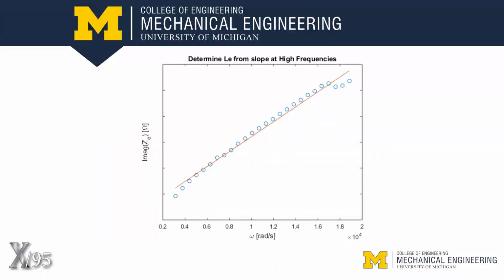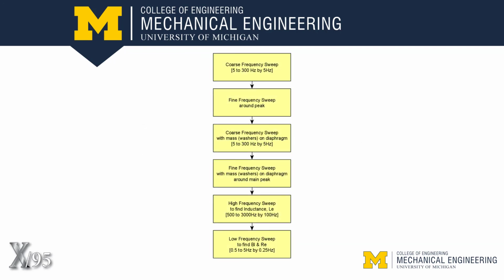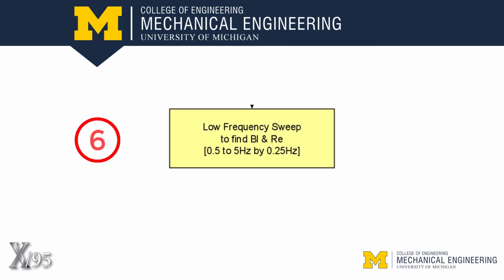Plot the imaginary component of impedance versus frequency with the units of rads per second. Use the best fit slope to estimate inductance. The final test is a low-frequency sweep to estimate the force factor, BL, and electrical resistance, RE.